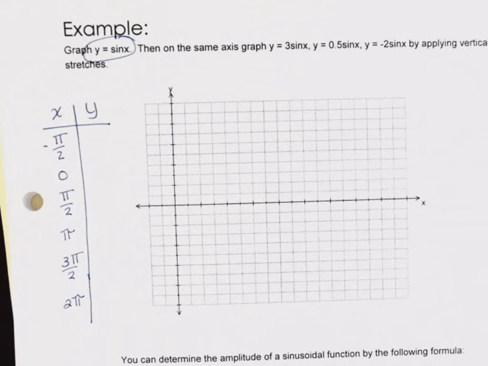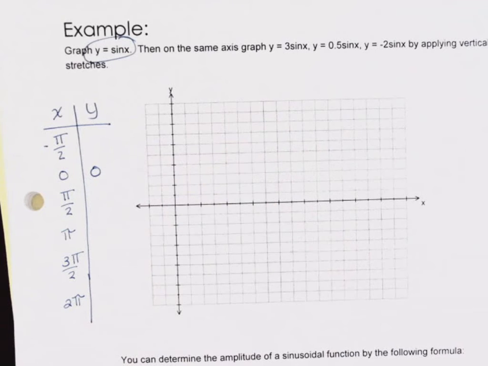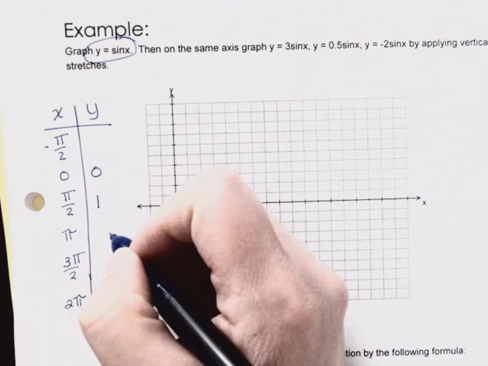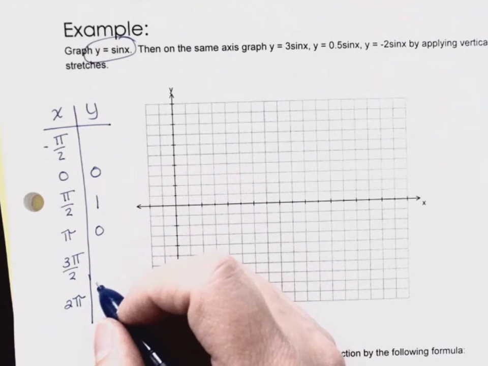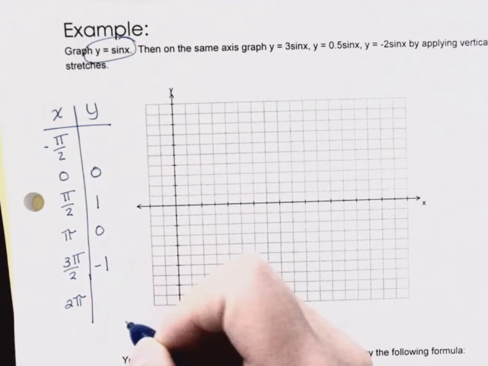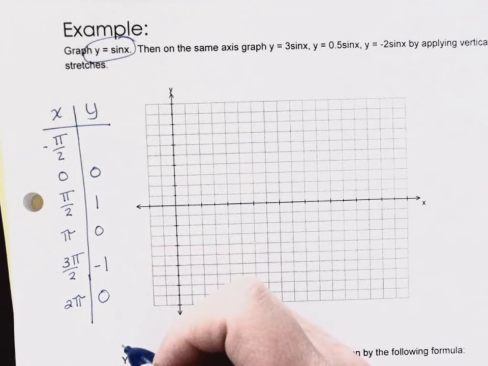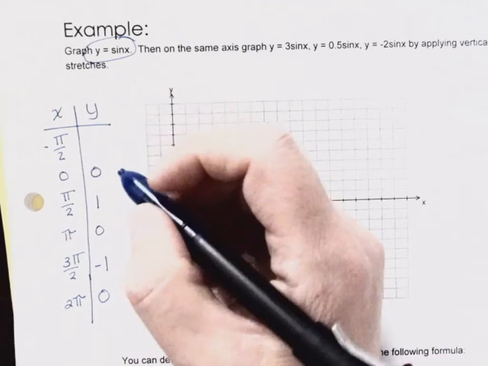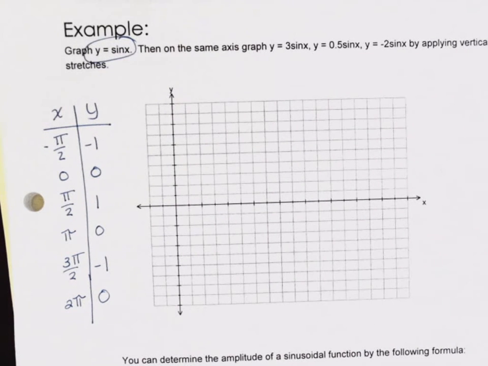Okay, at 0, what's sine? 0. At pi over 2? 1. At pi? 0. At 3 pi over 2? Negative 1. Back to 2 pi? 0. So now if I were to go to negative pi over 2, where would I be? I would be at negative 1. And again, you can follow that pattern that's there as well.